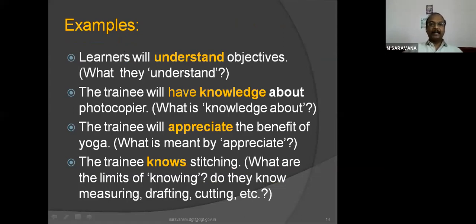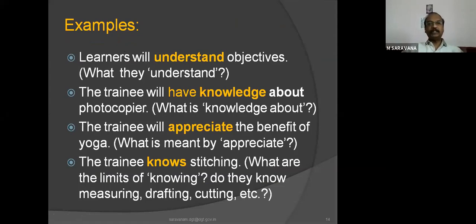See, understand, have knowledge, appreciate, knows: all of these are not measurable. Though they are verbs, action words, they are not measurable. Let us see. Learners will understand the objective. If we write the statement, the learning outcome or the instructional objective, like this, "learners will understand the subject or the topic," then what will they understand?